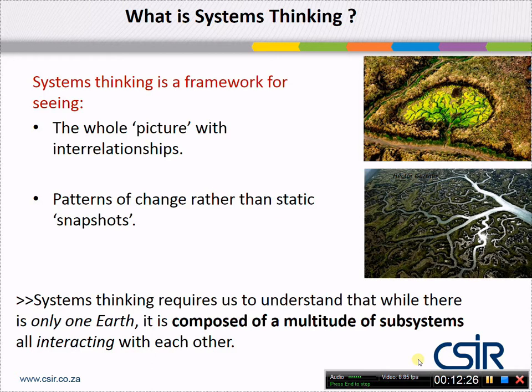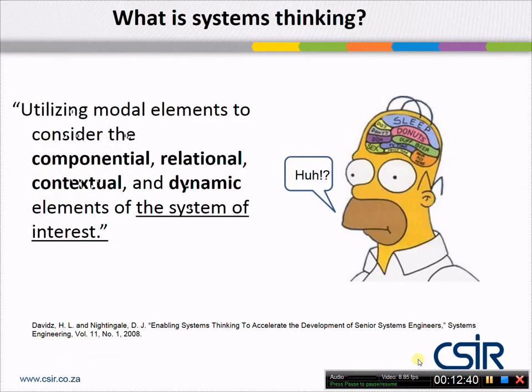Systems thinking requires us to understand that while there is only one Earth, it is composed of a multitude of subsystems, all interacting with each other. So what is systems thinking exactly? Well, a more formal definition is systems thinking is utilizing modal elements to consider the componential, relational, contextual, and dynamic elements of the system of interest.